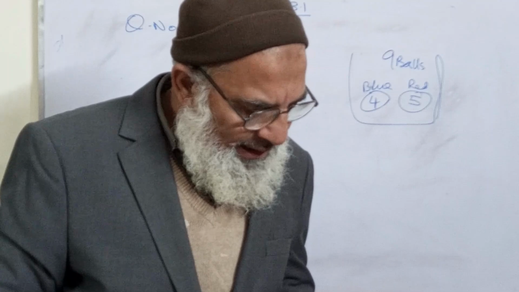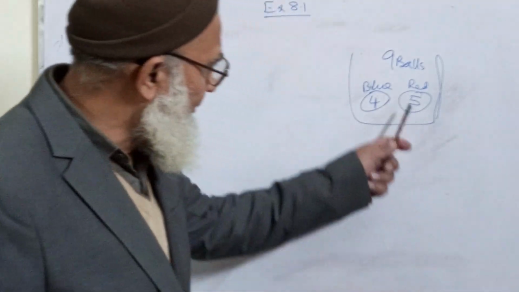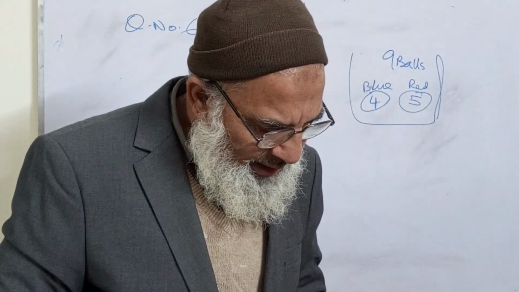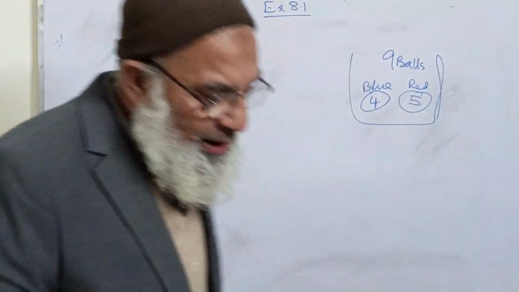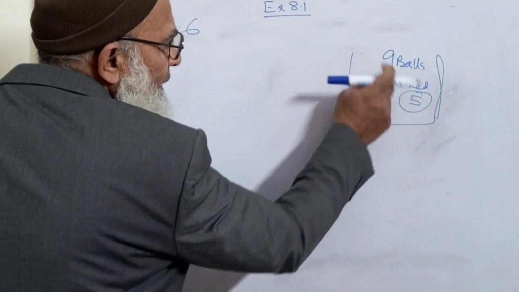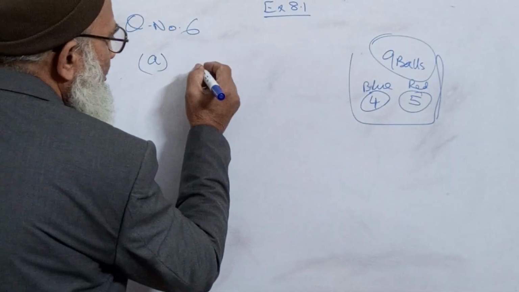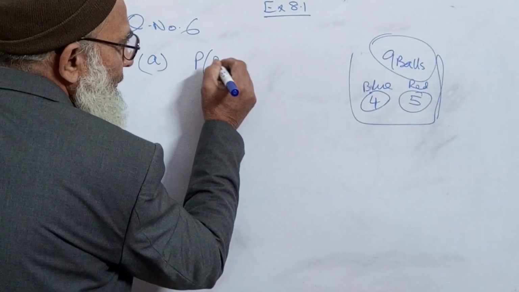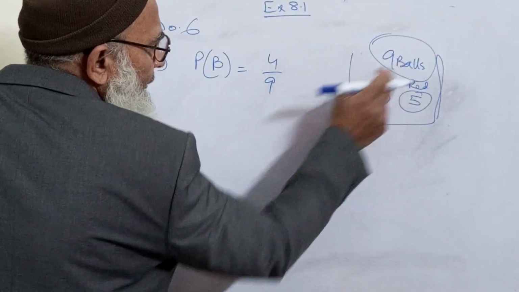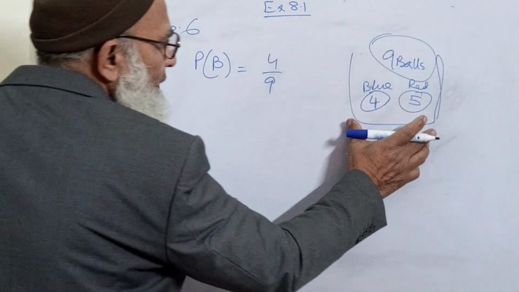Let me read. A bag contains 9 equal size balls. 4 of the balls are colored blue. The remaining 5 balls are colored red. Red 5, blue 4, 9 balls in total. What is the probability, when a ball is drawn from the bag, that it is blue? There are 9 balls in total, and if you draw at random, P of blue is equal to 4 upon 9. Because there are 4 blue balls available to you in the bag of 9 balls.